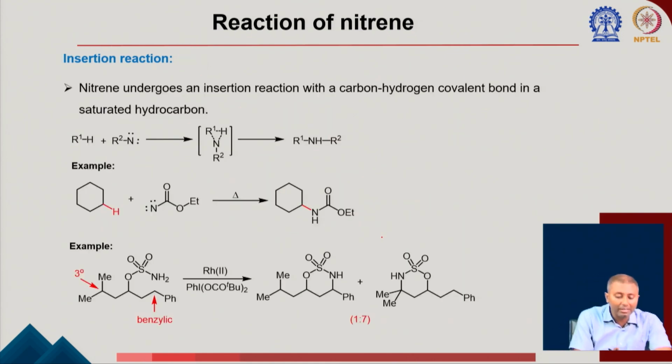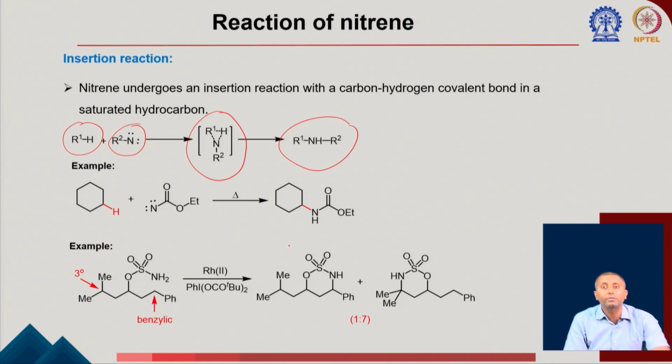So let us see some examples here. Again the same thing is mentioned here: if you generate a nitrene and you have a saturated hydrocarbon, I have explained a very similar thing in the case of the carbenes. Here you can see the nitrene also goes through a concerted pathway to generate the corresponding amine. So here, from cyclohexane, this CH bond gets inserted into this nitrene to form this compound. It is forming some sort of a carbamate after the CH insertion.